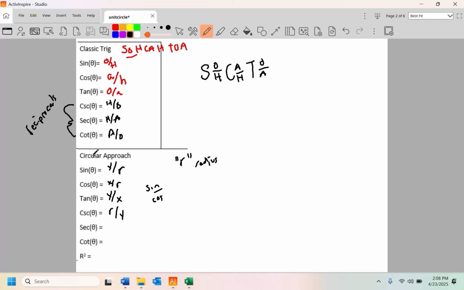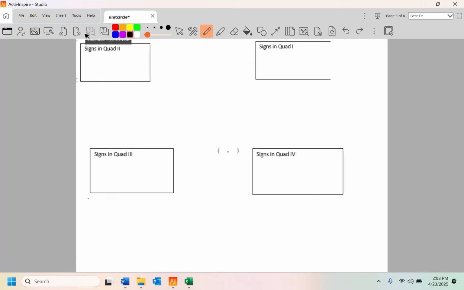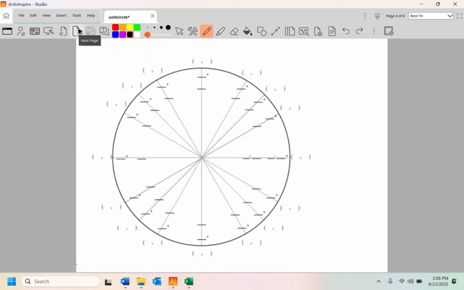Because we're doing a circular approach, r is for radius. Secant is the reciprocal of cosine, it's r over x. Cotangent is the reciprocal of tangent, it's x over y. And r squared is literally x squared plus y squared. This is kind of a c squared equals a squared plus b squared idea. It's a ripoff of the Pythagorean theorem. All right, now on to the circle. We'll come back to this in just a second.